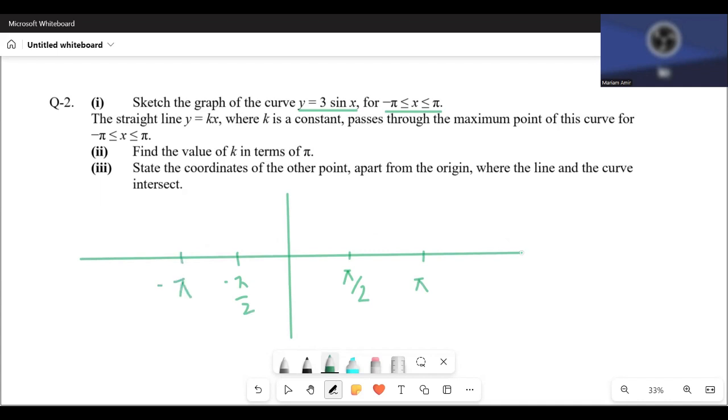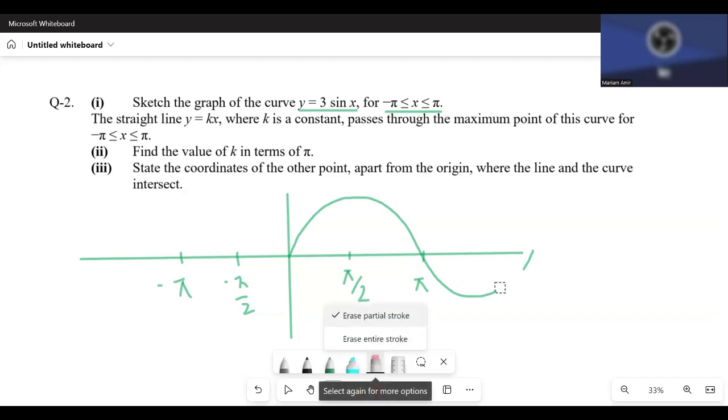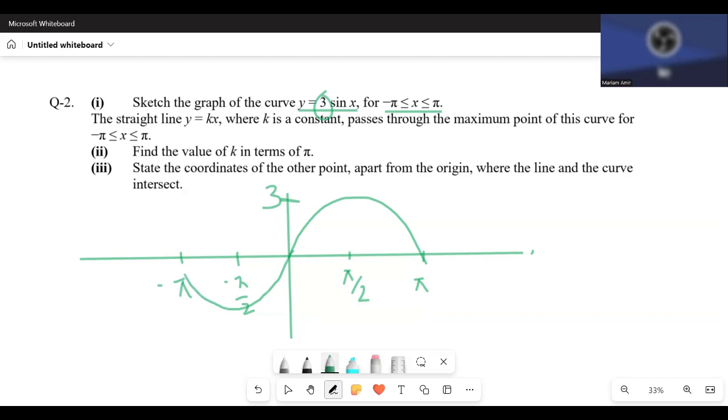Typically the graph of sine goes like this from 0 to 2 pi. But this one will end at pi because that's the domain. Also, since the magnitude is 3, this is 3, and not 1, which is the case in the original sine graph. Also, it repeats itself. So here it's going to go in this direction, and this would be minus 3. So this is the graph of 3 sin x.